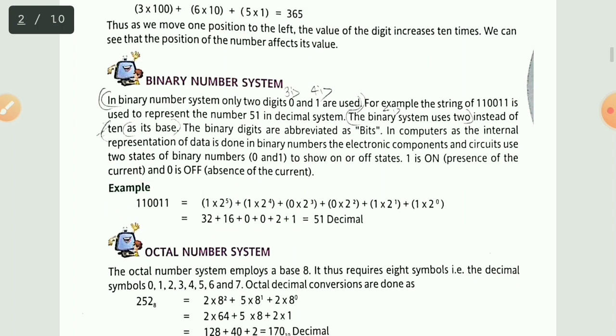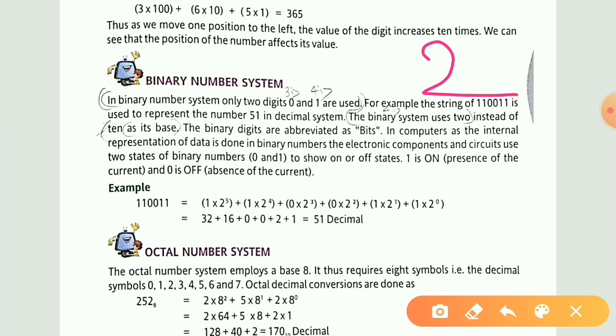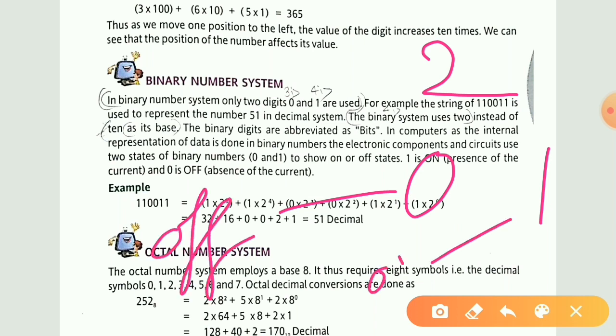Quickly move towards the binary number system. We have studied already that the binary number system has a base of 2. It only contains 2 digits, that is 0 and 1. 0 you can say off, 1 you can say on.